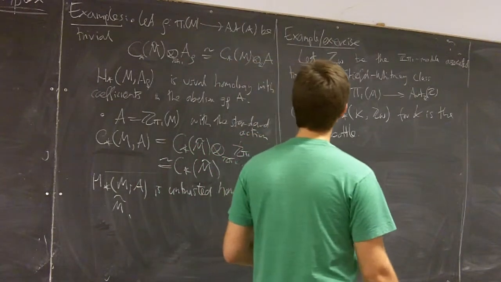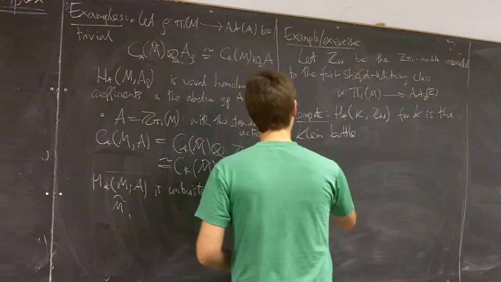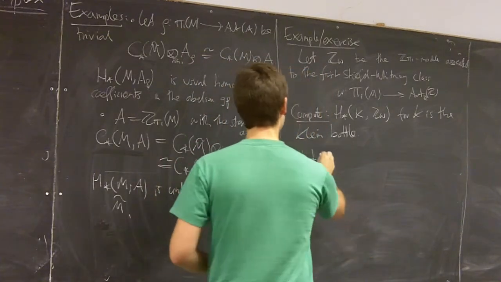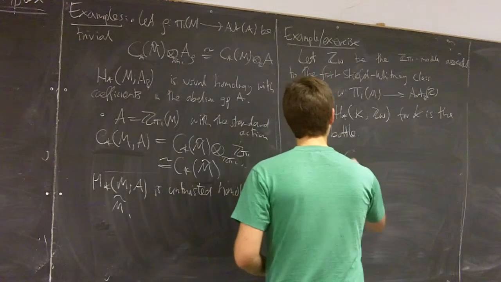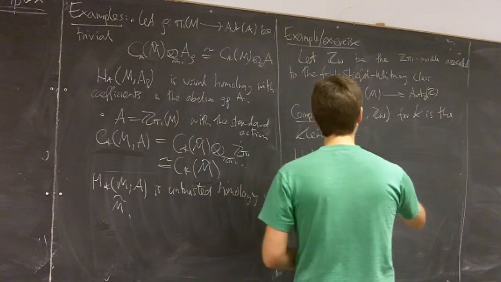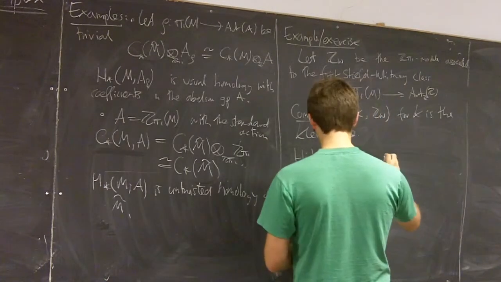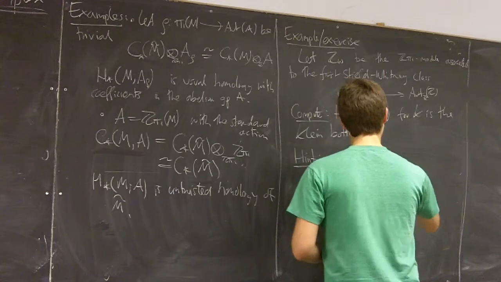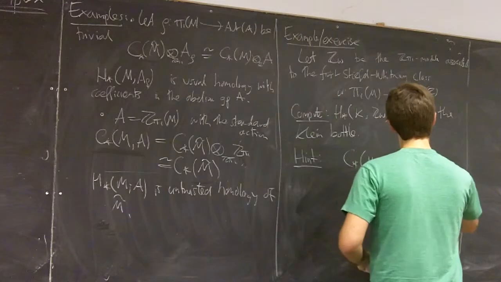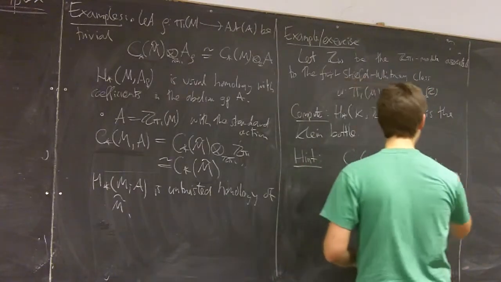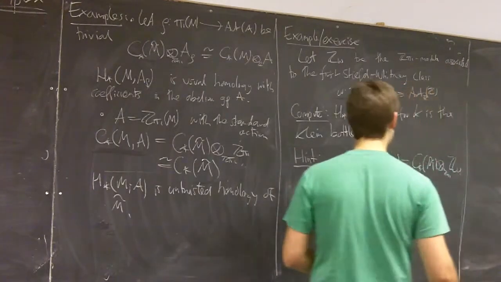So I said this was a combined example and exercise, so I'll provide a hint for one way to proceed. If we consider the chains of M with this twisting by the Stiefel-Whitney class, then by definition this is the chains of the universal cover tensored over Z pi 1 with Z omega.